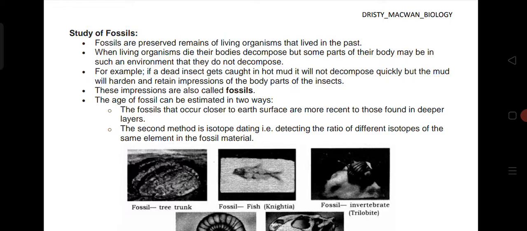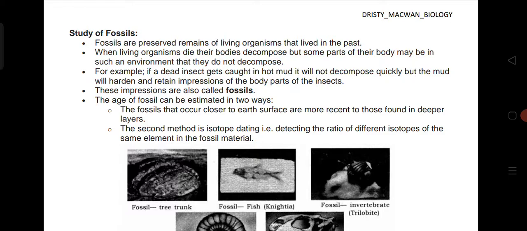Now, the age of the fossil, that is whether it is a recent fossil or a very ancient fossil. If you want to check that, then there are two ways. The first way is to check whether the fossil is closer to the earth's surface, or more recent, compared to those found in deeper layers. If the fossil is found in the deeper areas of the earth, then it is said to be one of the most ancient fossils.